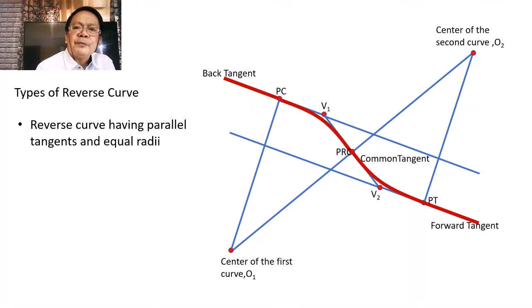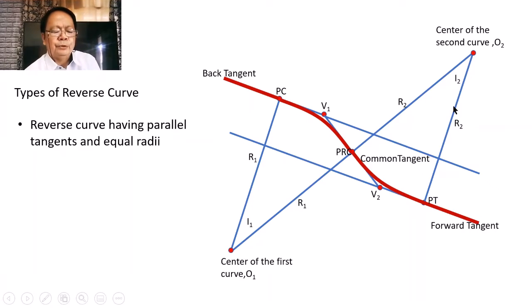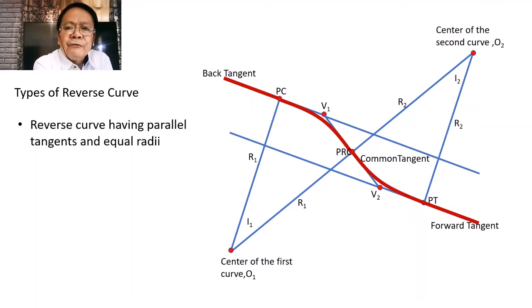So this reverse curvature, meron tayong tinatawag na radius, okay, which are equal in magnitude. And so you also have here the I of the first curvature also being equal to the I of the second curvature. And so you have here the reverse curvature having parallel tangents of an equal radii. Take note that here the radius of the curvatures are equal, so that the central angle of the two simple curvatures of the reverse curvature are also equal.